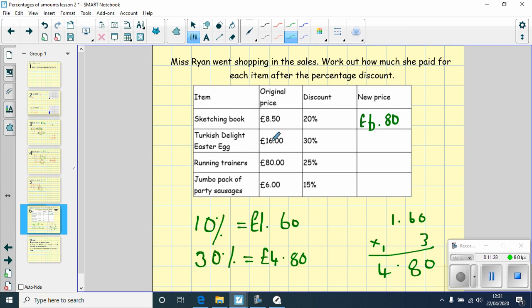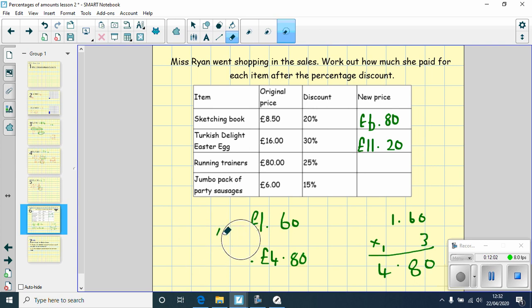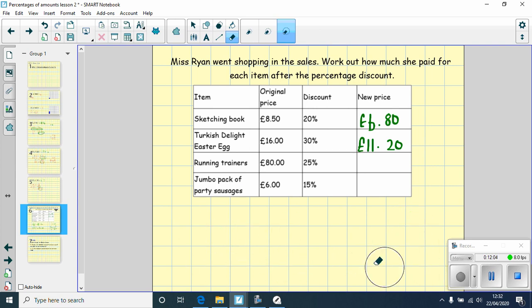So now I need to do £16, take away £4.80. Well, if I take £16, take £4, that's going to be £12. And then if I take 80 pence off £12, that's going to be £11.20. Just going to write it down rather than show my working out, just to save time, but I would want you to show your working out. Just trying to save a little bit of time for you there so you can get started on your My Maths straight away.